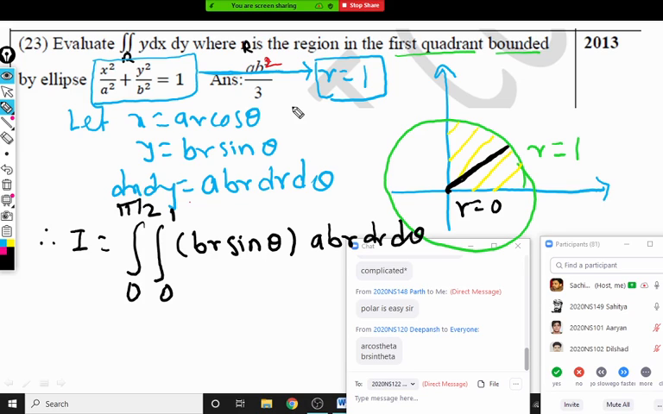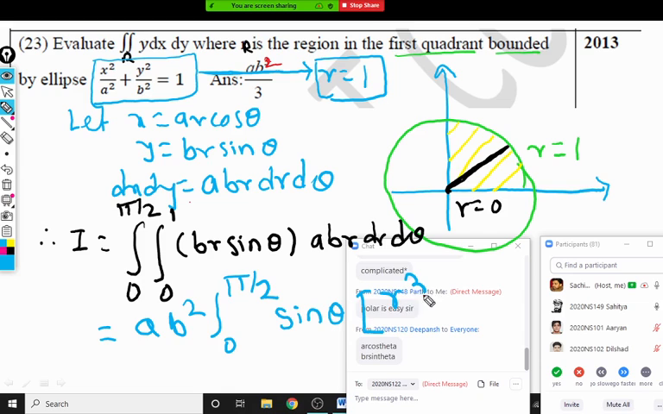Is there a doubt? So what is the integration then? a b square will be constant, a b square sine theta will be constant. You are integrating with respect to r, then theta. So it will be 0 to pi by 2, sine theta as it is, and then r cube by 3, 0 to 1, d theta. So this a b square by 3 is a constant.